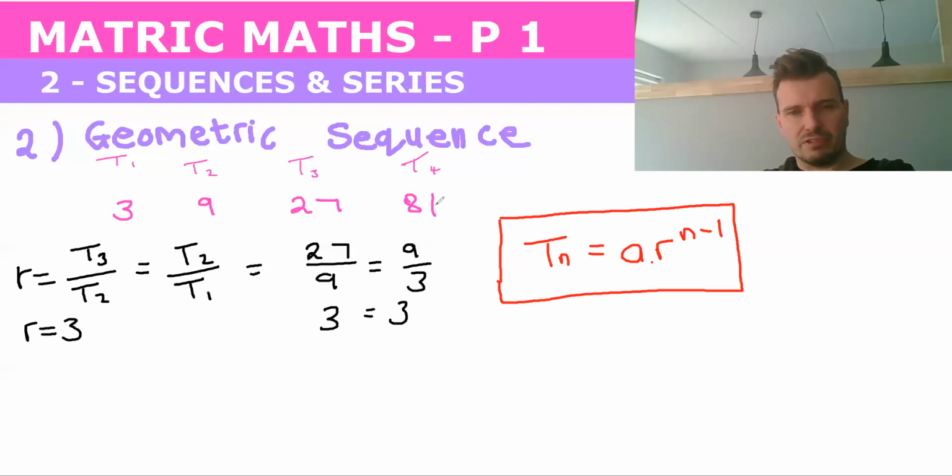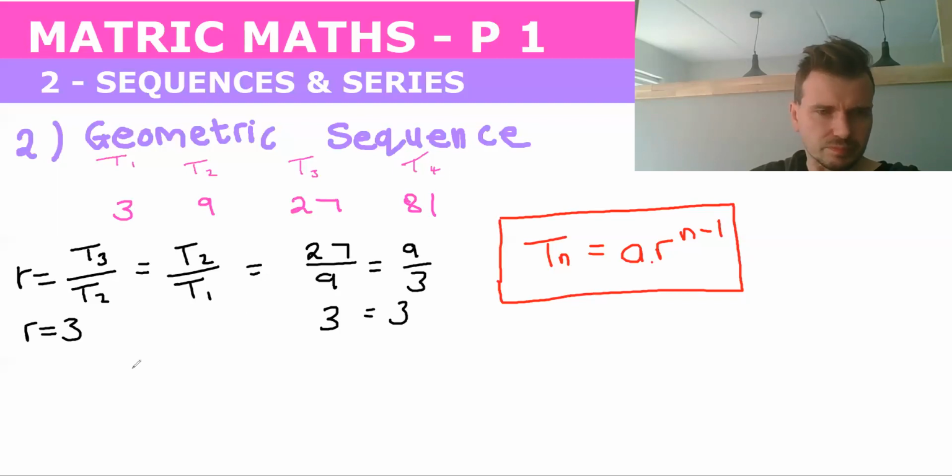multiply it just by 3, and so 81 times 3 is 243. And then if they asked you for T6, you would know that because you just times 243 by 3, and you get 729.